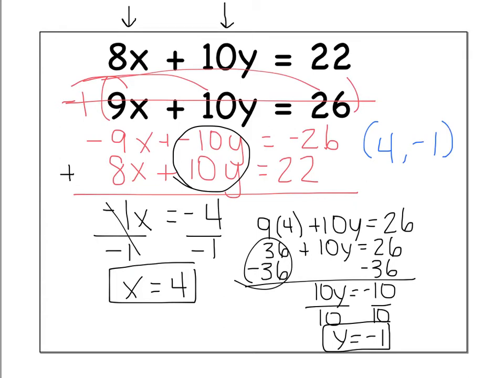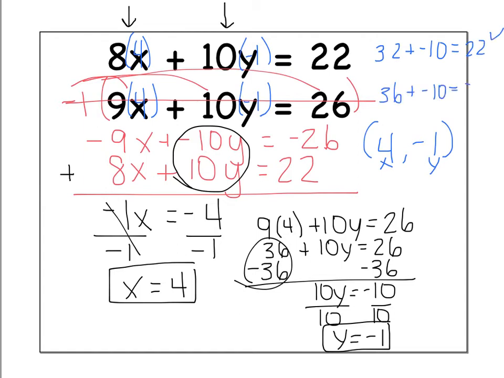If you wanted to check to see that you had the right answer, you plug your x and your y value into both of the original equations and it should work. So I'd plug in a 4 for both of my x's, I'd plug in a negative 1 for both of my y's, and it should work out. So for the first equation, 8 times 4 is 32, plus 10 times negative 1 is negative 10, and that equals 22, so it works out. On the next one, I get 36 plus negative 10 equals 26, and that one works out as well.